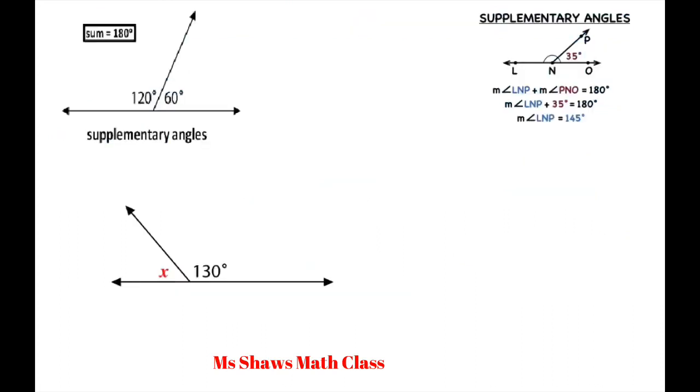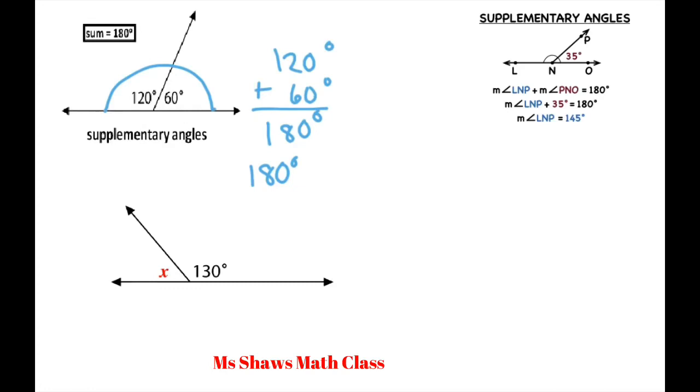So let's look at some more examples. So here we have these two, 120 plus 60 equals 180. For this one, you would take 180 minus 130, and that gives you 50 degrees. So this angle here would be 50 degrees. You notice the whole thing equals 180.